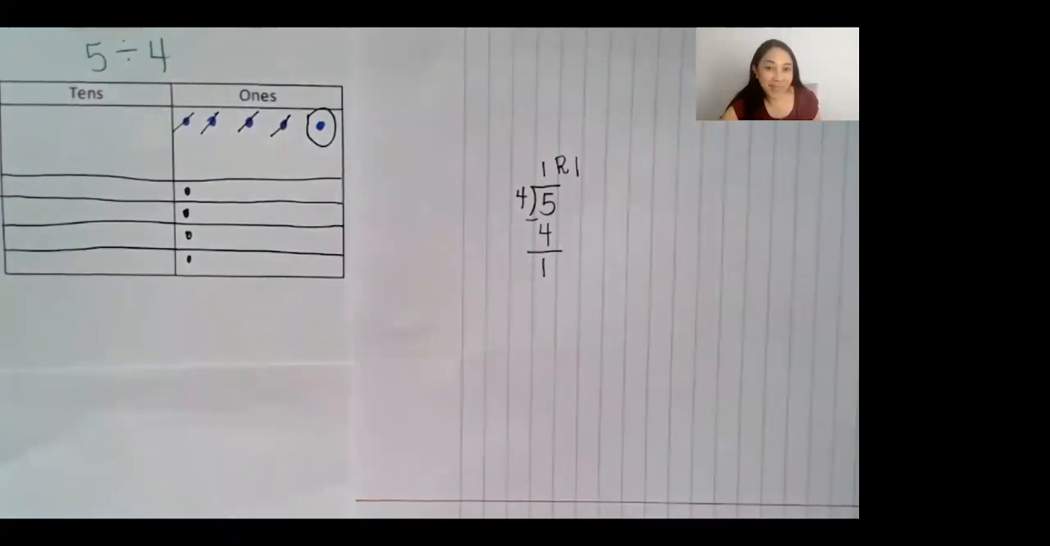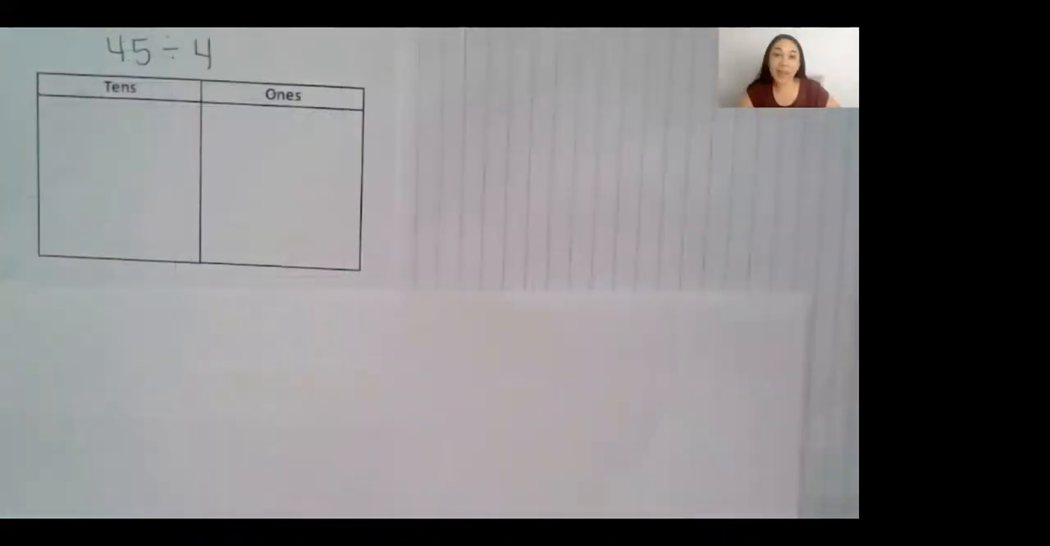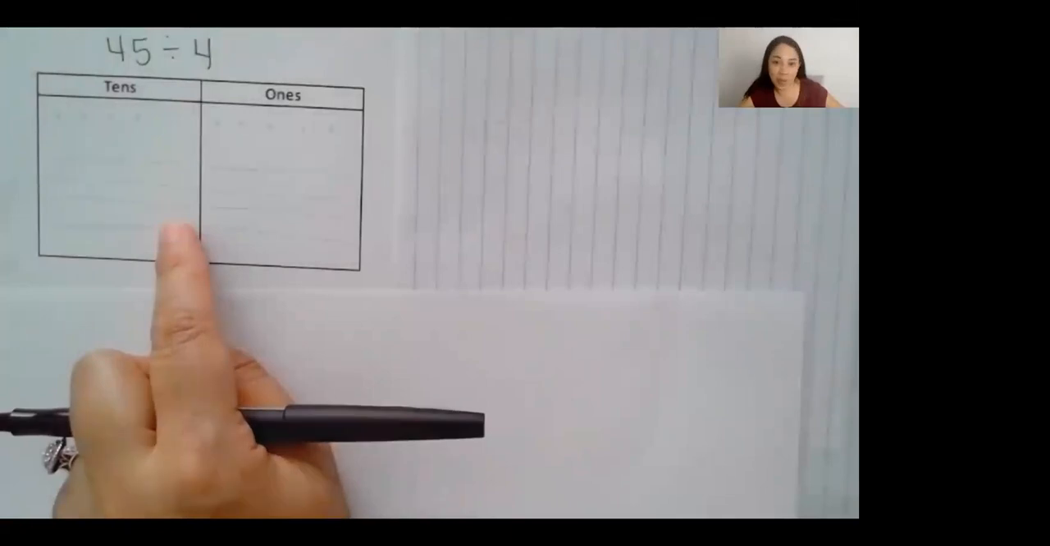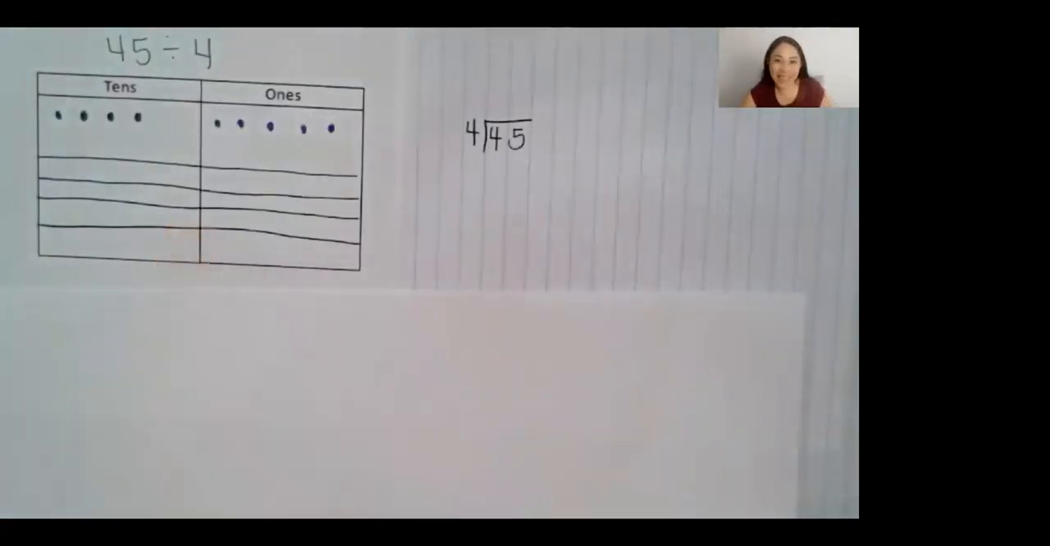Do this on your paper now. Our next problem is 45 divided by 4. Pause the video here to first represent the whole and the divisor on the place value chart. Then record the written problem.